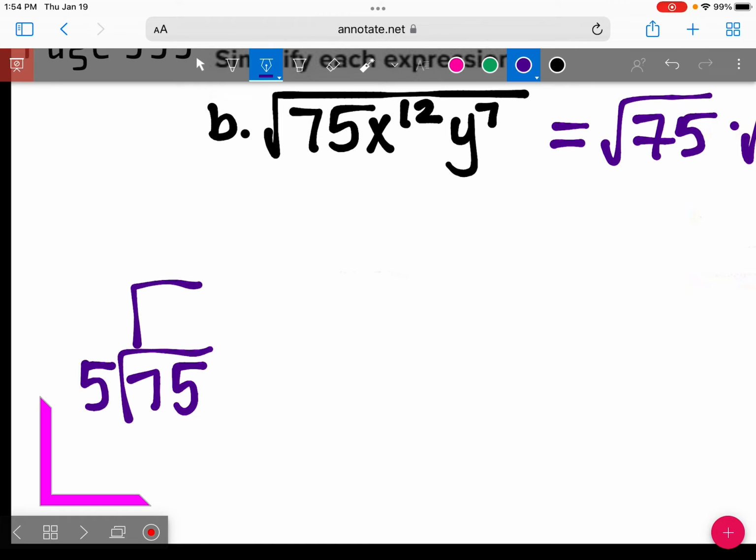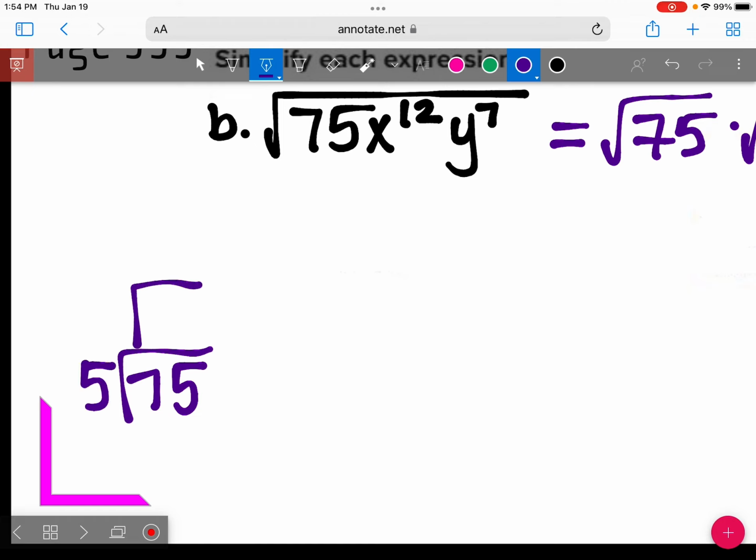5. Okay, what do we get up here? And what do we pull out of there? And what do we get on top? 1. Okay, so 75 is what? What do we have here? We have 1 pair of 5s. 5 square root of 3. Good. All right, x to the 12th.